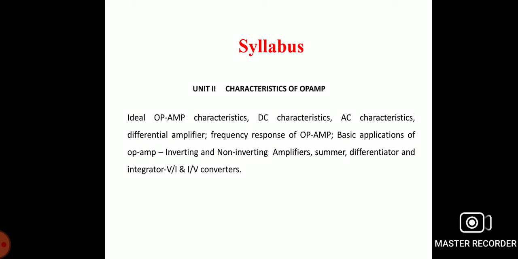differential amplifier operations and frequency response of differential amplifier, and also the basic applications of operational amplifier: inverting and non-inverting amplifiers, summer amplifiers, differentiator and integrator, and finally voltage to current and current to voltage converters. Now we can move to the first topic of ideal operational amplifier characteristics.